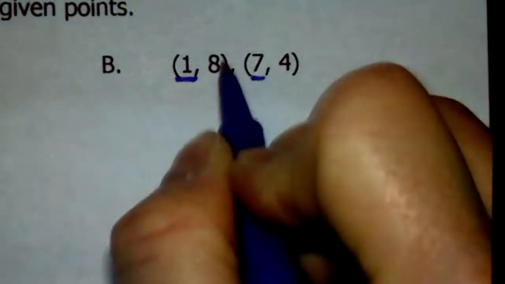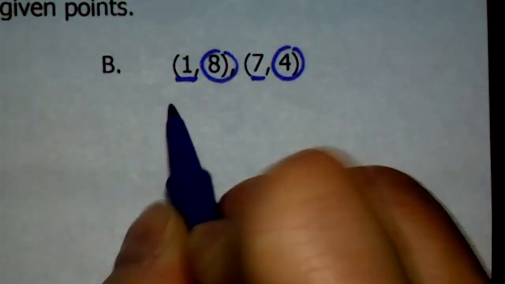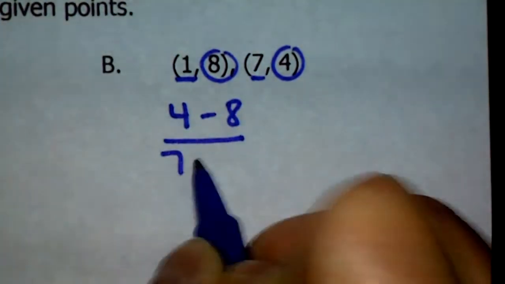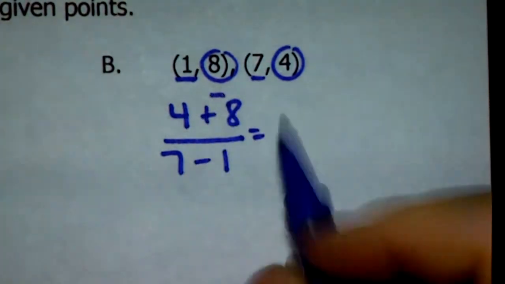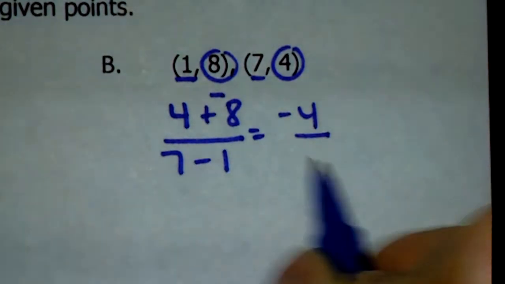For letter B, I'm not going to write x1, y1 above every single one of them, but I am going to underline and use my circles. So in this one here, I want to take the second y minus the first y and divide that by the second x minus the first x. So 4 minus 8, that would be negative 4. 7 minus 1, that's 6.